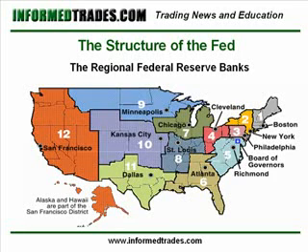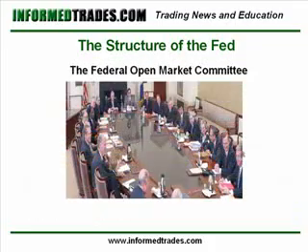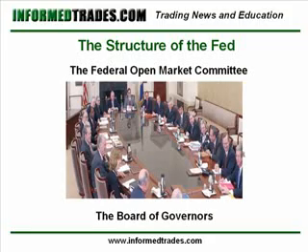The 12 regional banks are located in San Francisco, Dallas, Kansas City, Minneapolis, Chicago, St. Louis, Atlanta, Cleveland, Richmond, Philadelphia, New York, and Boston, as you can see on the map there. The third component, and most important of all, is the Federal Open Market Committee, normally referred to as the FOMC for short. This part of the system is made up of the Board of Governors and the 12 presidents of the regional reserve banks. The FOMC is the most important part of the Federal Reserve from a trading standpoint, as it's this entity that is responsible for monetary policy.